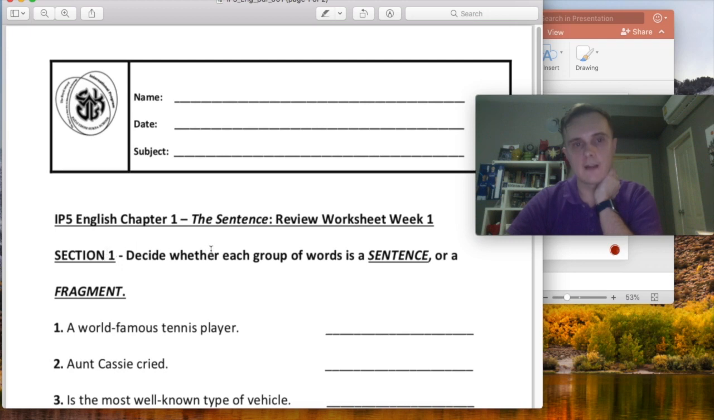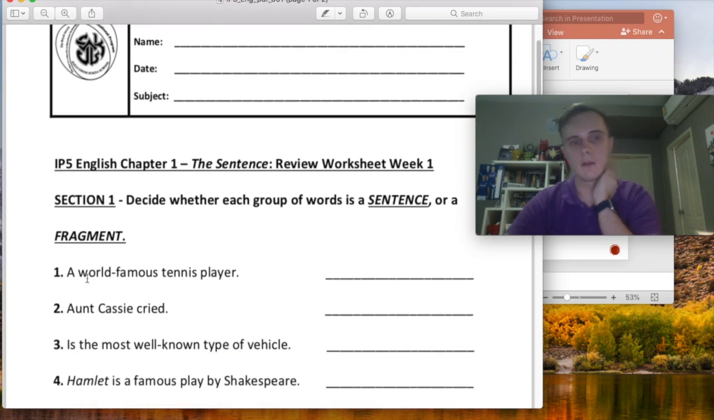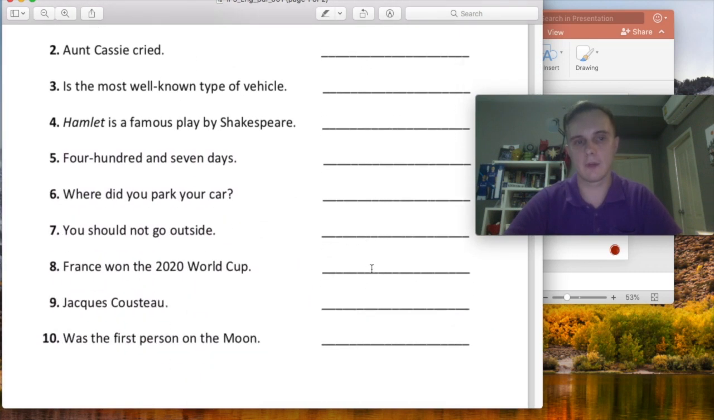Section 1, decide whether each group of words is a sentence or a fragment. So look at number 1, a world-famous tennis player. If you think that is a complete sentence with a subject and a predicate, then on this line over here, you will write sentence. If you think that the subject is missing, or if you think that the predicate is missing, and you therefore do not have a complete sentence, you will write fragment. Very simple. Same for questions 1 to 10.